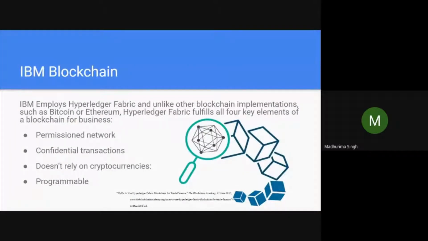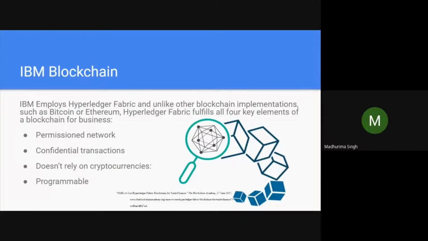Now let us talk about IBM blockchain and its key features and how it is different from other implementations of blockchain technology. IBM's blockchain is built on the Linux Foundation's open source Hyperledger Fabric version 1.0. Unlike other blockchain implementations such as Bitcoin or Ethereum, Hyperledger Fabric fulfills all four key elements of a blockchain for business. It is a permissioned network.